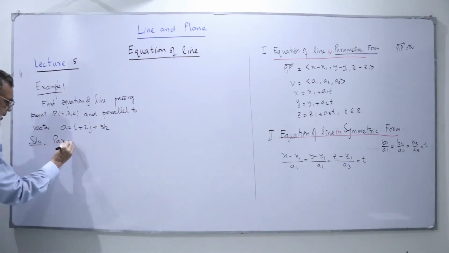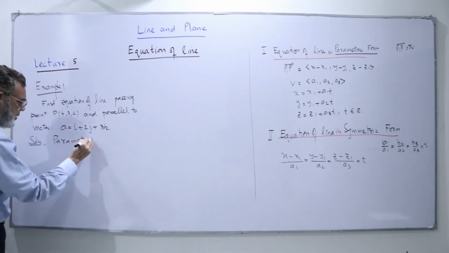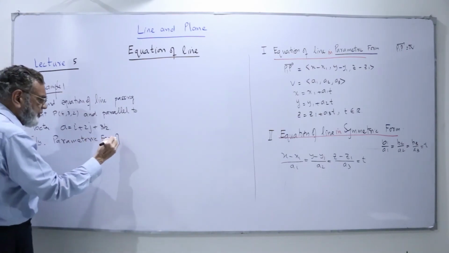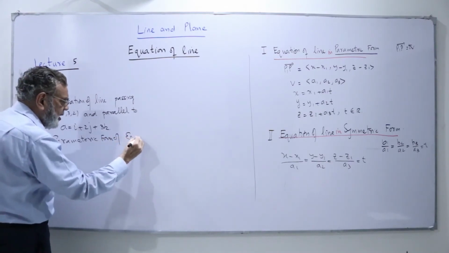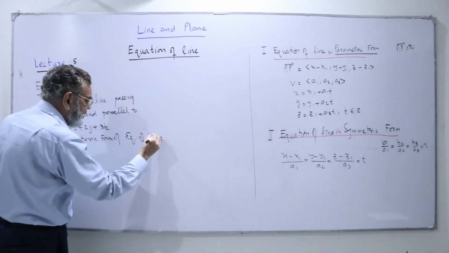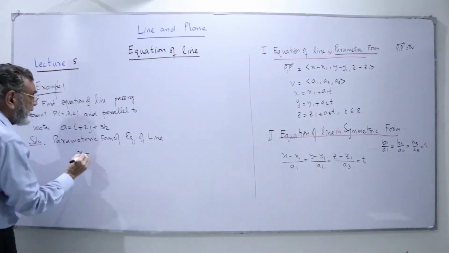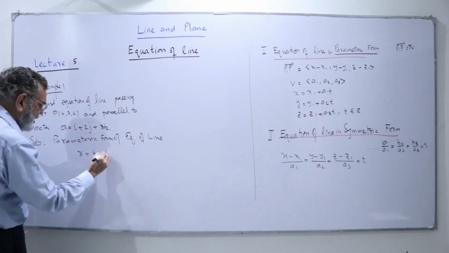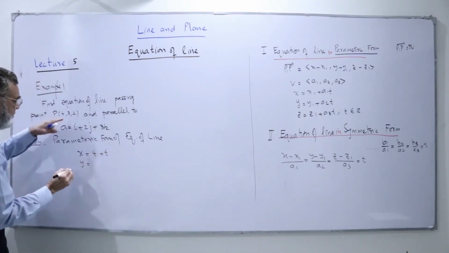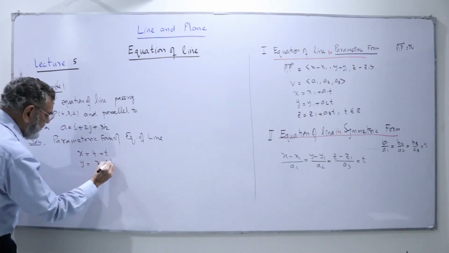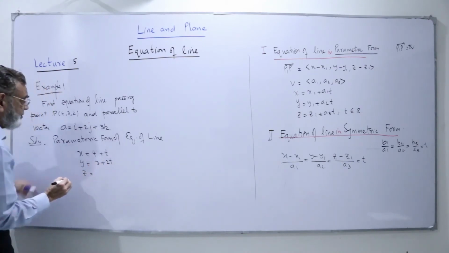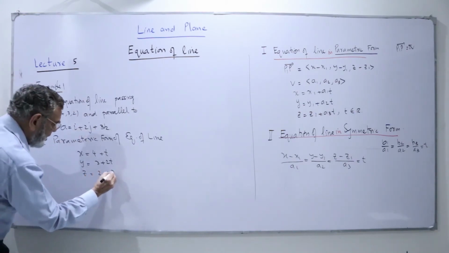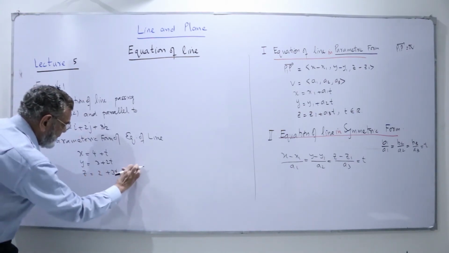Parametric form of equation of line. We are having here x is equal to x1. This is my x1, y1, z1. x1 is 4, a1 is 1, plus t. y is equal to y1, which is 3, plus 2t. And z equal to z1, z1 is 2, and here is the a3, plus 3t, where t is any real number.